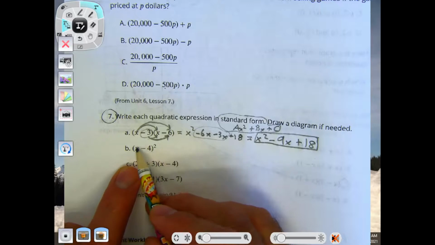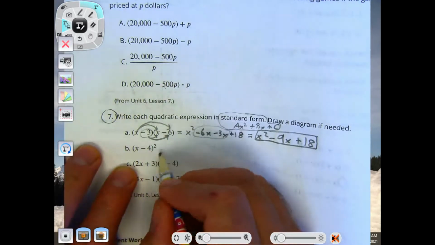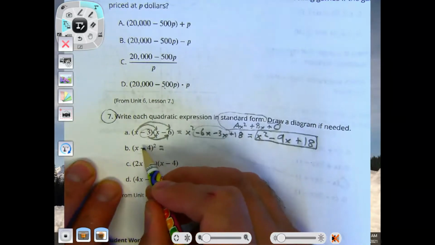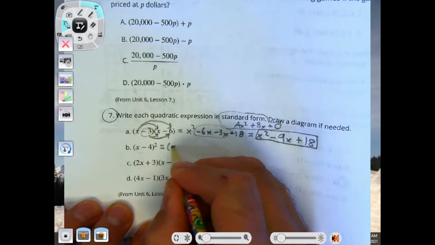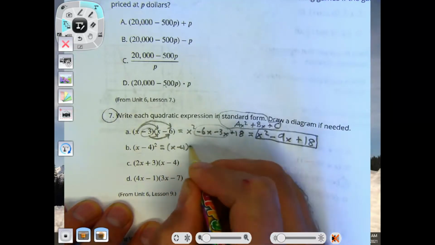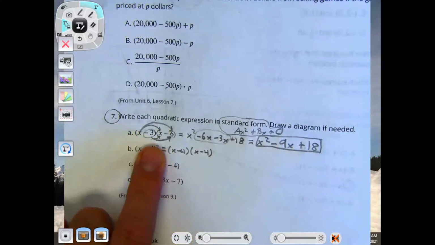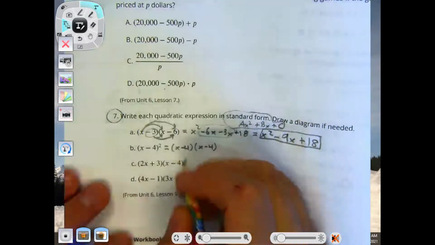Because I can't distribute these things to this. But what this means, it's the same thing as saying taking everything in this parentheses and multiplying it by itself. So I can rewrite this as x minus 4 times x minus 4. Okay, now I can do my distributive property or rainbow method to figure this out.